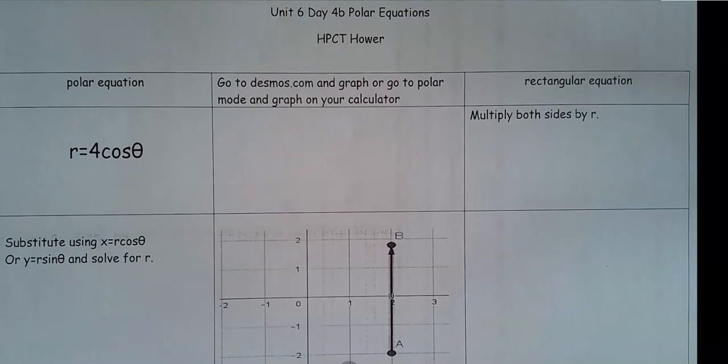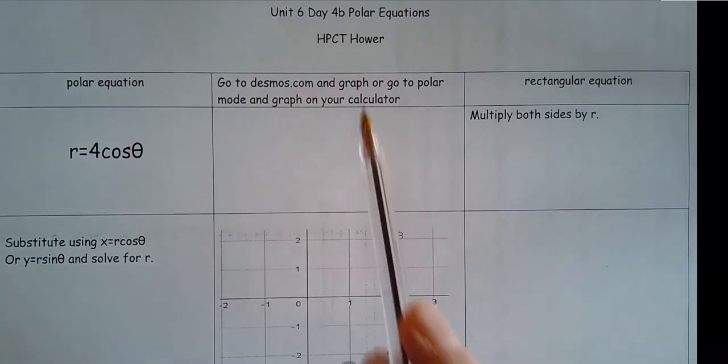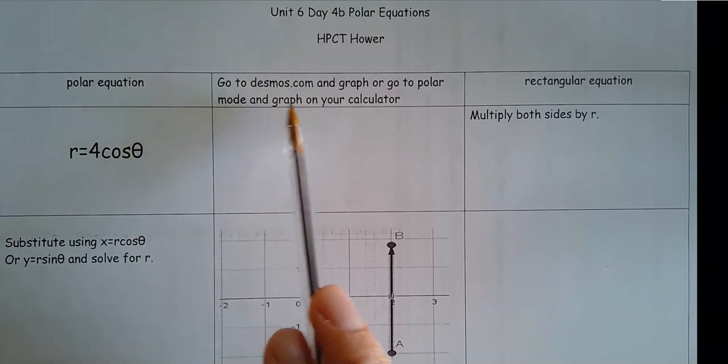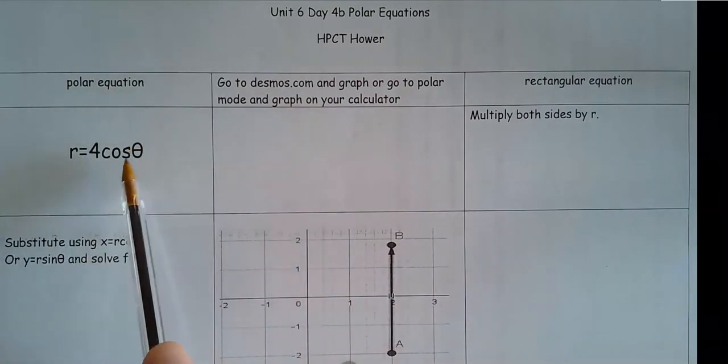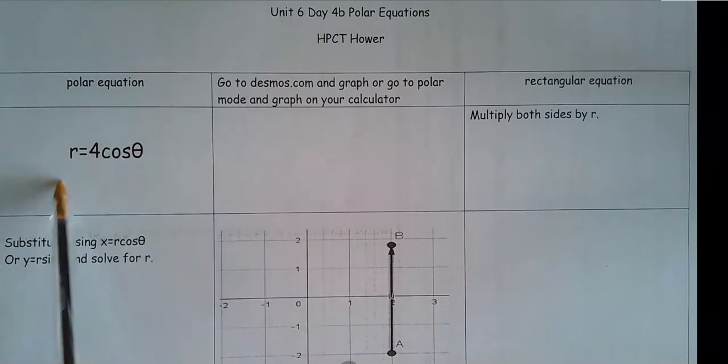Okay, so first off, it says go to Desmos or go to polar mode and graph this. So think of this as r is a function in terms of theta here. As I put new thetas in, r is going to change. And what will that look like?